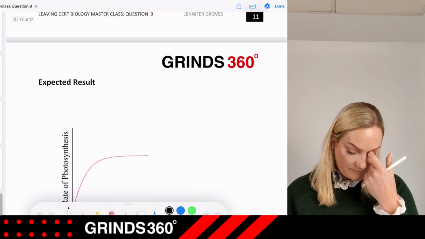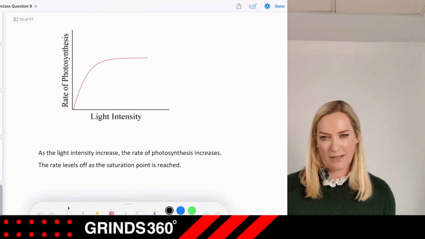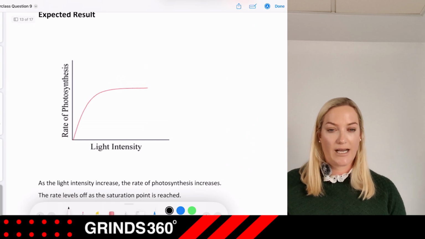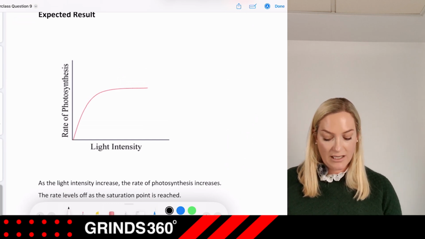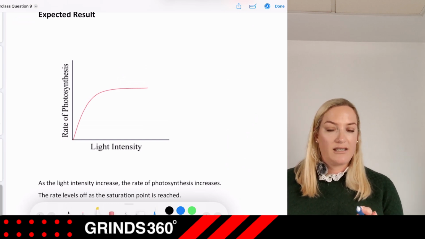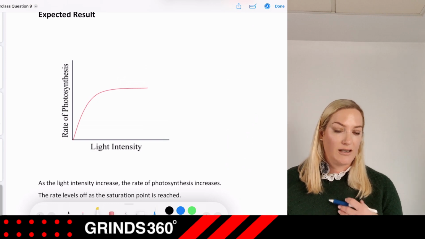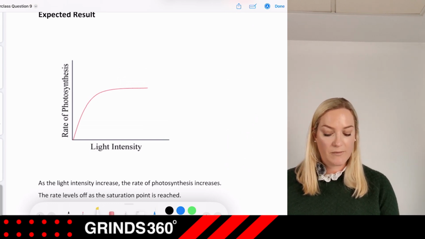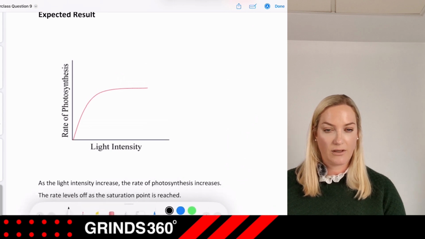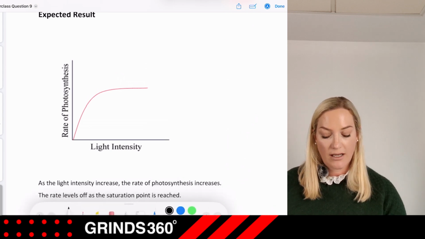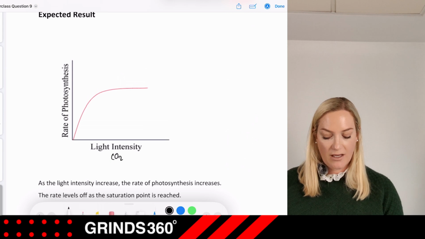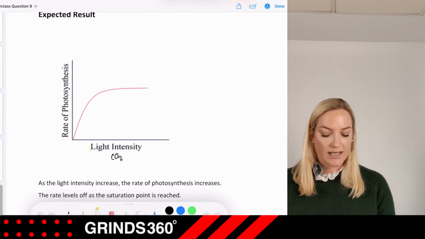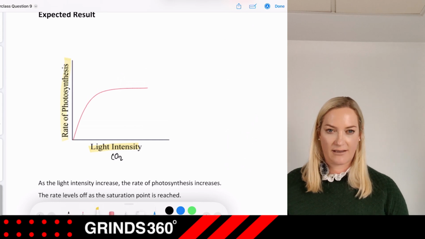Now, your graph. If they ask you to draw the graph, or label the graph, some of you may have looked at this and done CO2. I would use light intensity, so the light source. If you do mention CO2, if you are looking at the effect of CO2, you put CO2 here. Your x-axis and your y-axis must be labelled to get your 3 marks. That's your light intensity and your rate of photosynthesis.